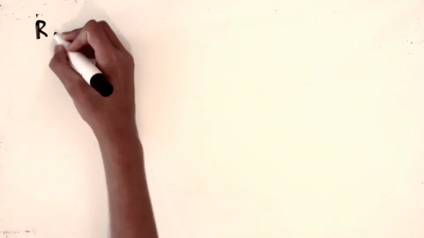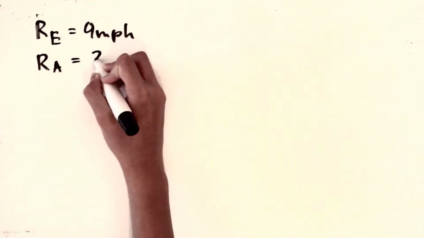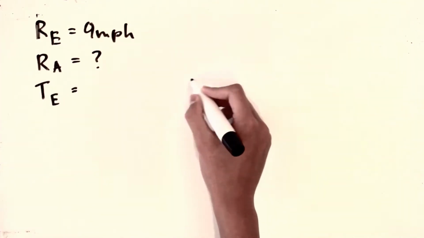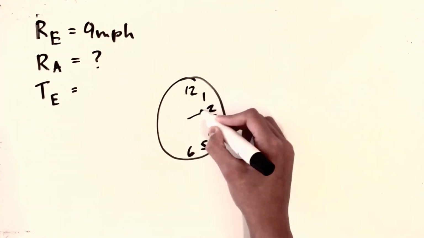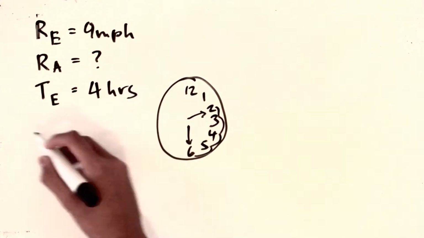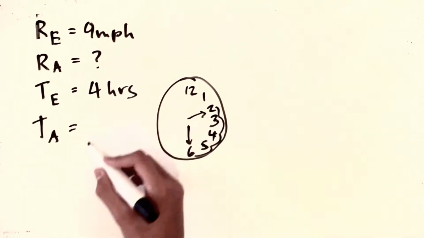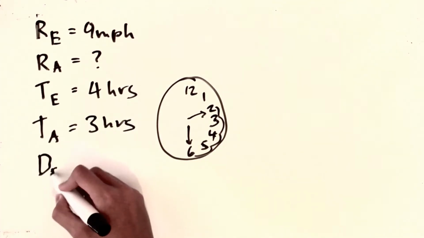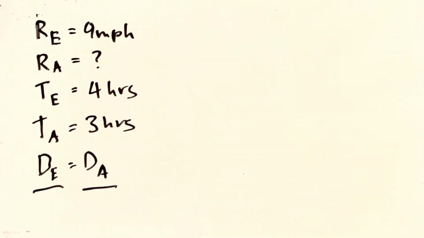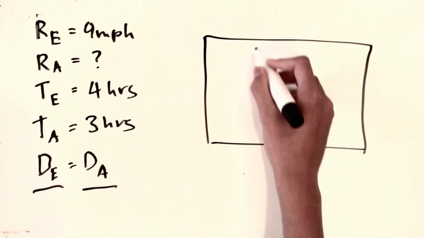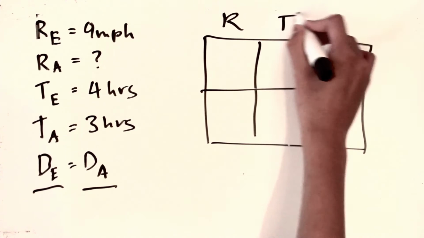Eric's rate is 9 miles per hour, and we need to solve for Addison's rate. When we're given times of day, we have to physically count the time elapsed within the interval. I like to count it on a clock in the same way you count it on a number line. And of course, the distance Eric traveled is the same distance Addison traveled. Let's organize the information into the box.